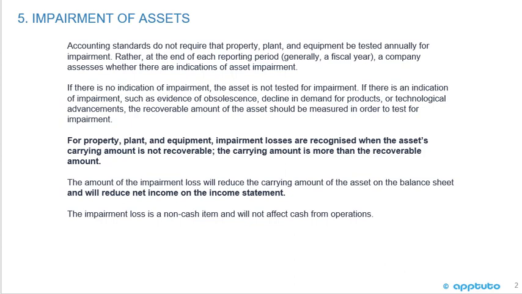The amount of the impairment loss will reduce the carrying amount of the asset on the balance sheet and will reduce net income on the income statement. Asset will go down, equity has to go down through net income, through the retained earnings. The impairment loss is a non-cash item and will not affect cash from operations.